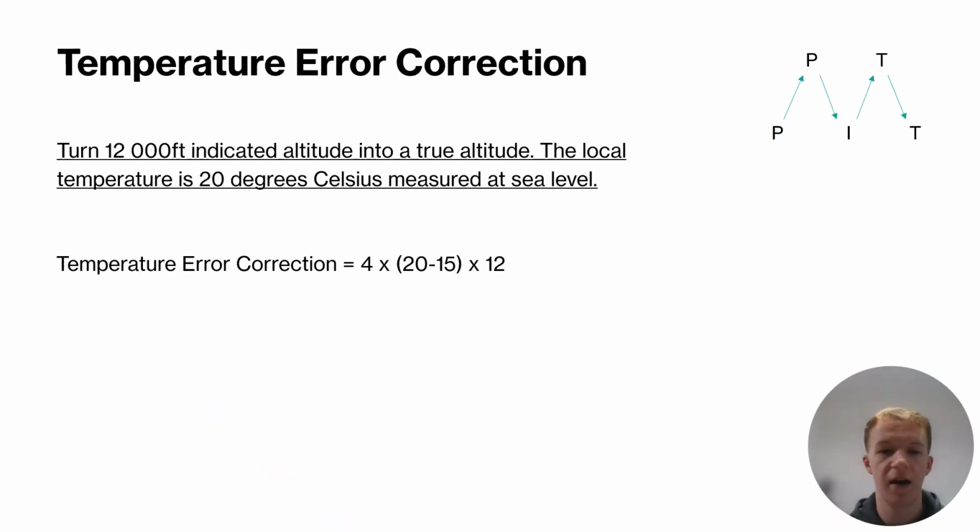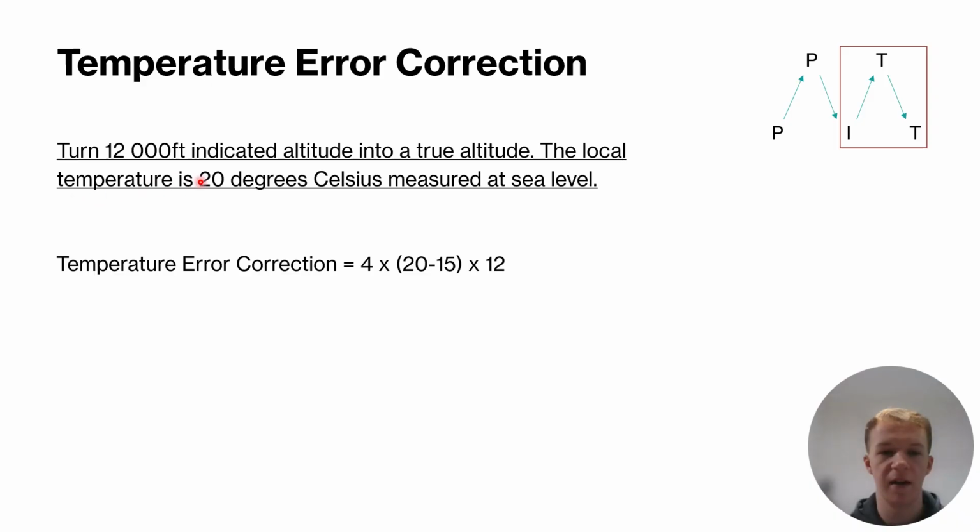That tells us how to get our indicated altitude. Next, we're going to find how to get our true altitude. So our true altitude is going to be the second part of this, and we're converting from indicated, which we just got before, using our temperature error correction to true. So we've got a question here on the board.